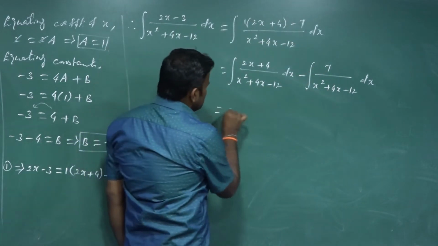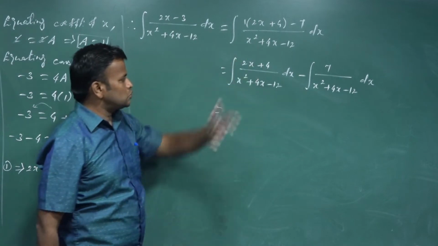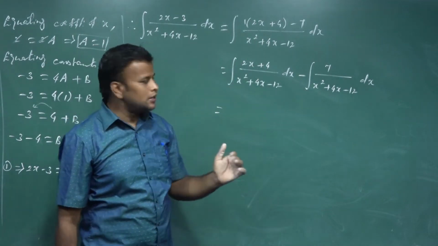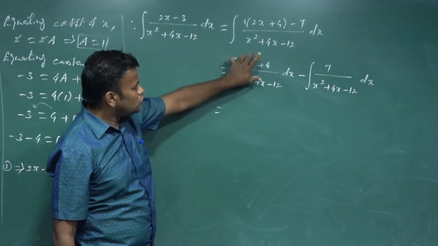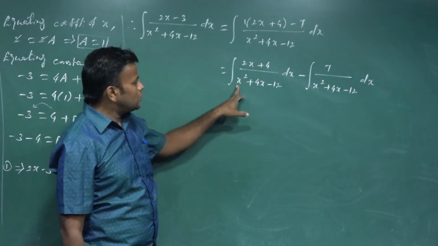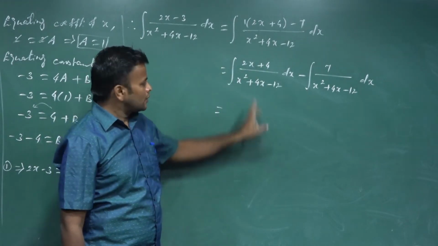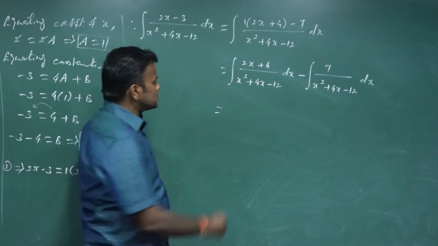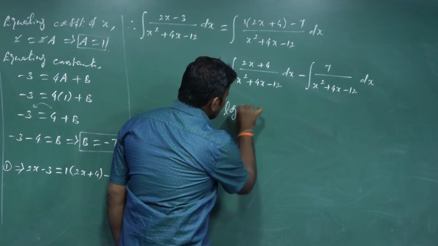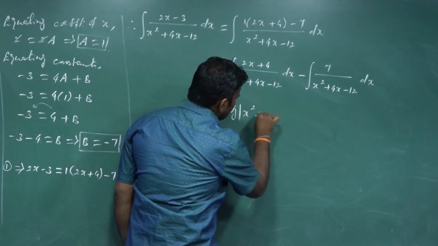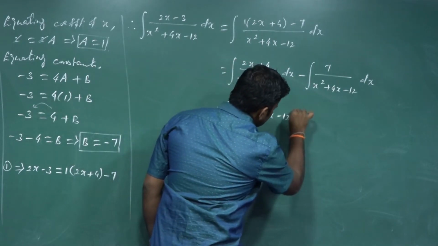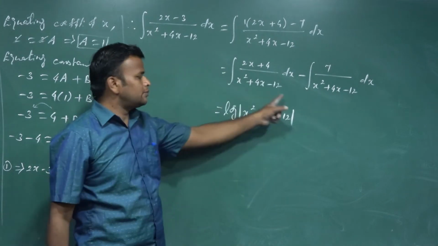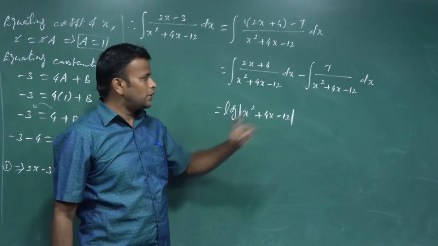You see the first one, do you have any idea? In the first integration, exactly the differentiating of the denominator is the numerator. X square differentiation 2x, 4x differentiation 4, and it is a constant. So whose formula is log of modulus, log of the denominator, x square plus 4x minus 12.